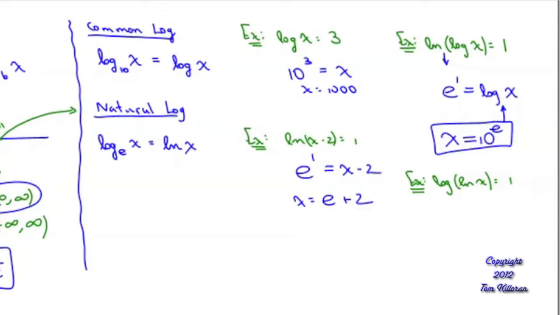Alright. What do I take first? Well, the outside. The base on the outside is 10. The power that it's going to get raised to is 1, and it's going to equal ln of x.